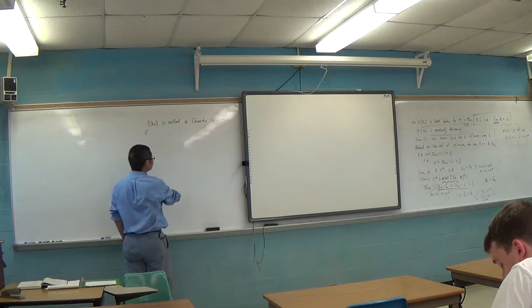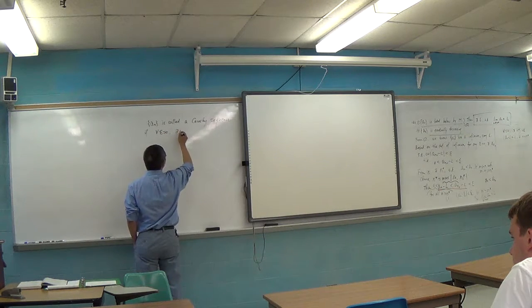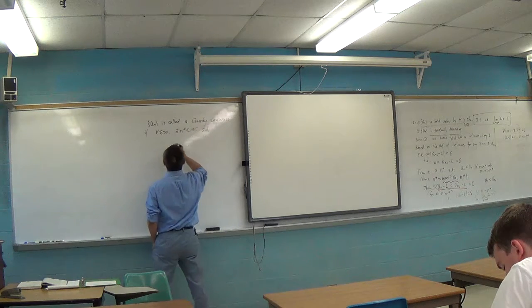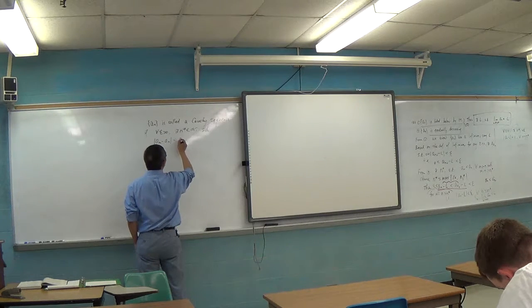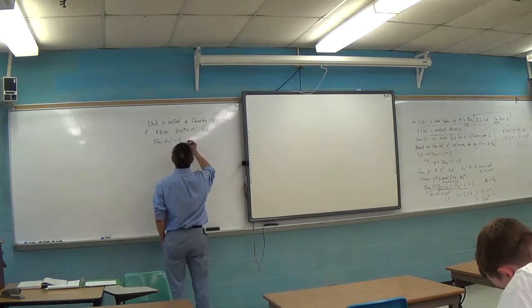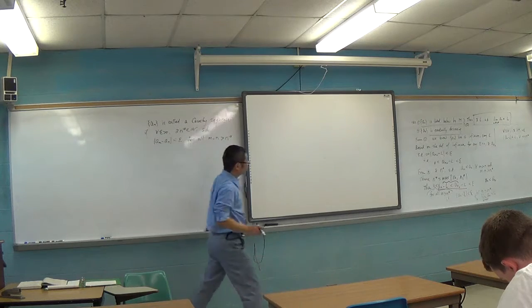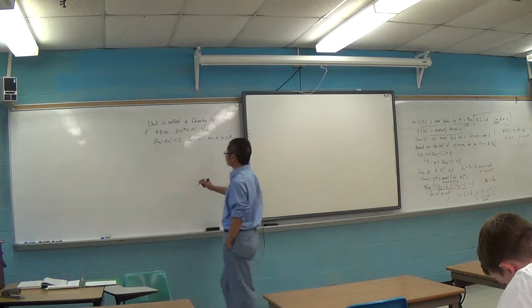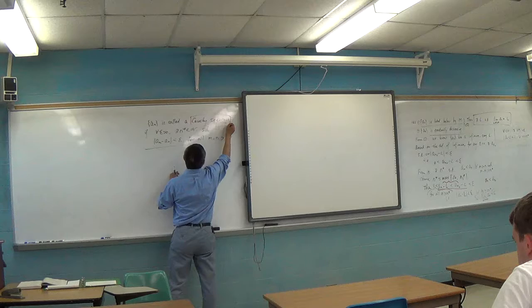if for any epsilon greater than 0, there exists n star such that the absolute value of a_m minus a_n is less than epsilon for all m, n greater than n star. This is the definition of a Cauchy sequence.